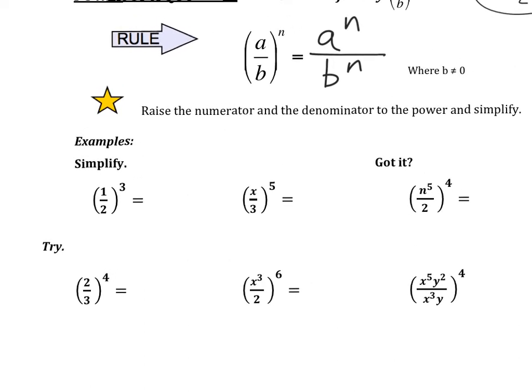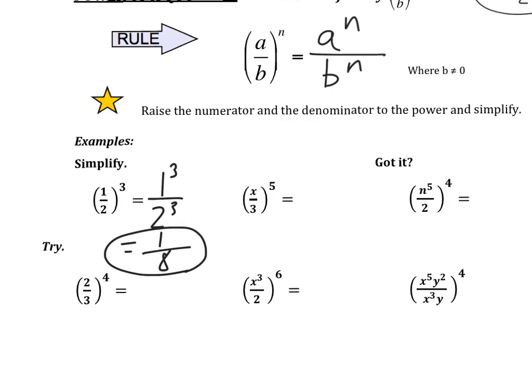1/2 to the 3rd power. We saw that one a second ago, but let's answer it fully again. So 1 to the 3rd over 2 to the 3rd. That's 1 cubed is 1, 2 to the 3rd is 8. So 1/8.